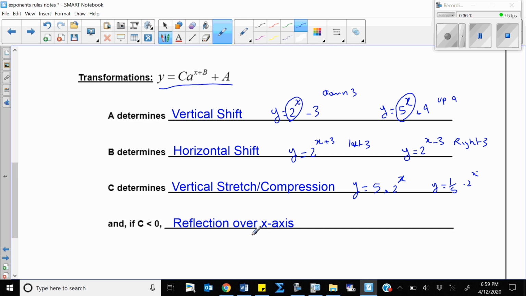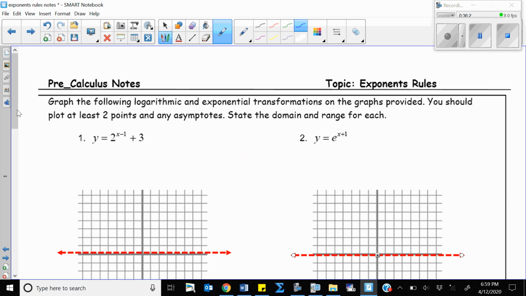Reflection over x-axis happens when you have the c value as a negative number, like if you have a negative number before a. For example, I have y equal to negative 2 to the x. This will be reflected over x-axis. Let's do some examples here.